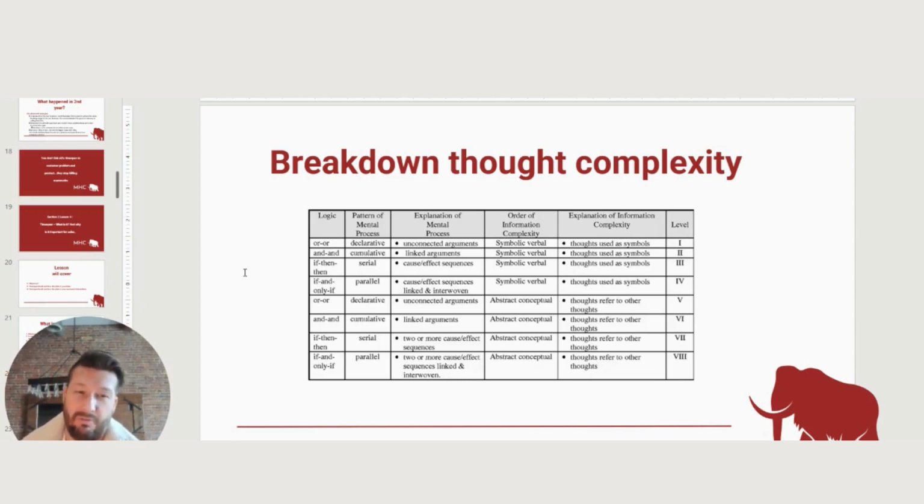For level 5 through to level 8, we go from unconnected arguments that are abstract and conceptual, to linked arguments that are abstract and conceptual, to 2 or more cause and effect sequences that are abstract and conceptual, and 2 or more cause and effect sequences that are interlinked and woven. Abstract and conceptual means completely brand new, seeing underlying logic that no one's seen. Symbolic and verbal means you've done it before. The only thing that changes is the explanation of the mental process as we get deeper into how we connect arguments, how they link together, and how we link sequences. People are really different when it comes to these things.